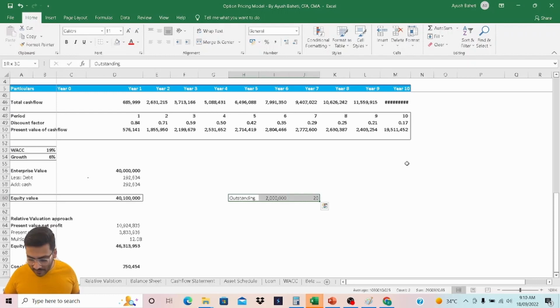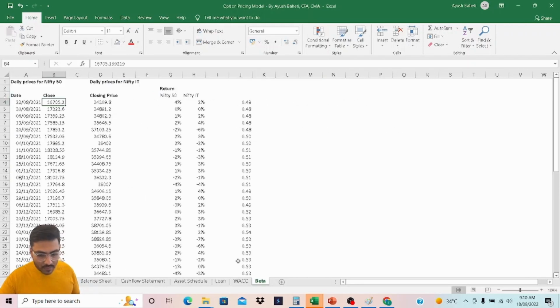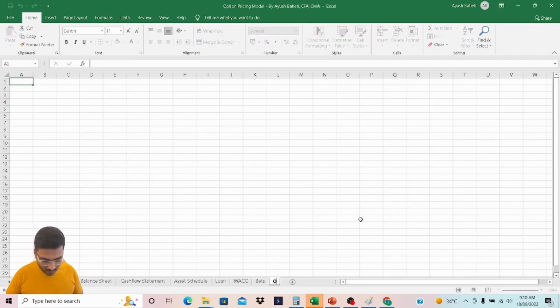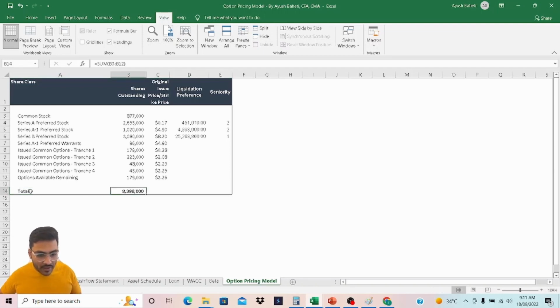Now to solve this problem, I will jump straight to the option pricing model. We are going to build this option pricing model from scratch. For my company, this is the capital structure that I've assumed. Other than common stock in the capital structure, we have Series A preferred stock, Series A1 preferred stock, Series B, then Series A1 preferred warrants, common option, tranche 1, tranche 2, tranche 3, tranche 4. And for each of the tranches, we have the strike prices and the option pool available remaining.